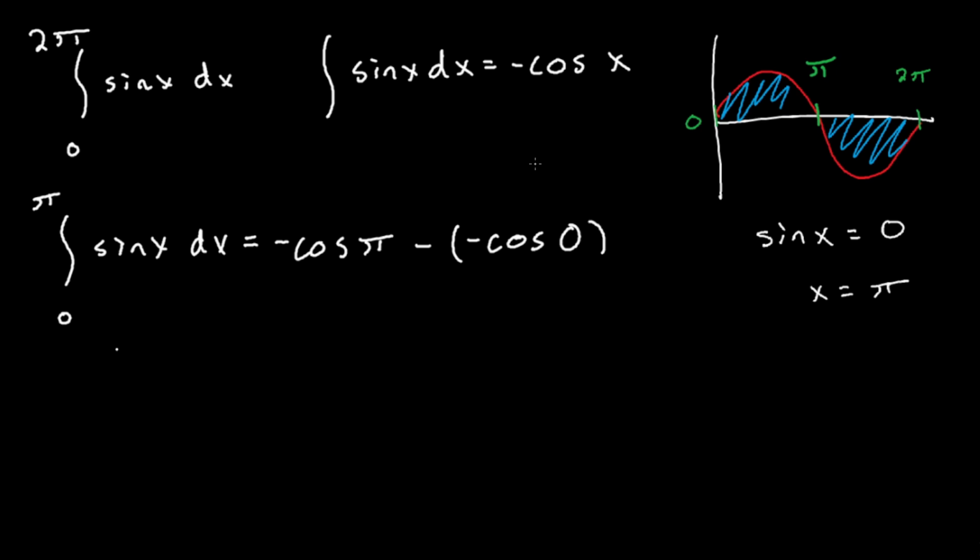There you go. So when you solve for this, you just get negative 1, since the cosine of pi is negative 1, and you have a negative leading here as well, minus negative cosine of 0, which is 1, so you have negative 1 here. And all these negatives actually cancel out. So you just end up with 1 plus 1. So the area for the function sine between 0 and pi is simply just 2.